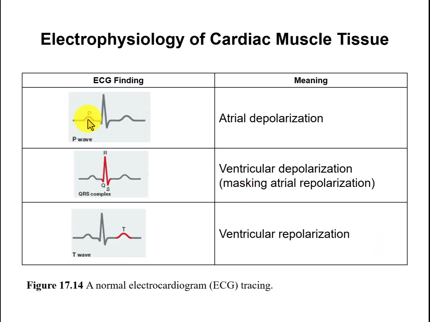So atrial depolarization is followed by atrial contraction, ventricle depolarization is followed by ventricle contraction, and then ventricle repolarization is followed by ventricle relaxation. Remember, contraction is systole, relaxation is diastole.